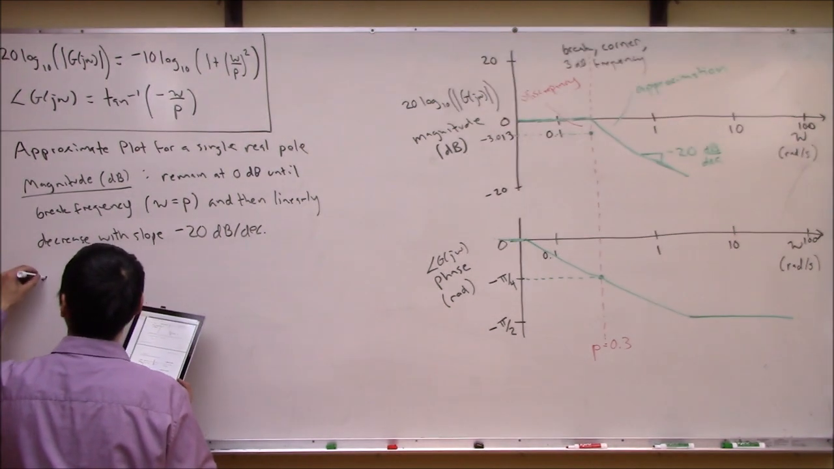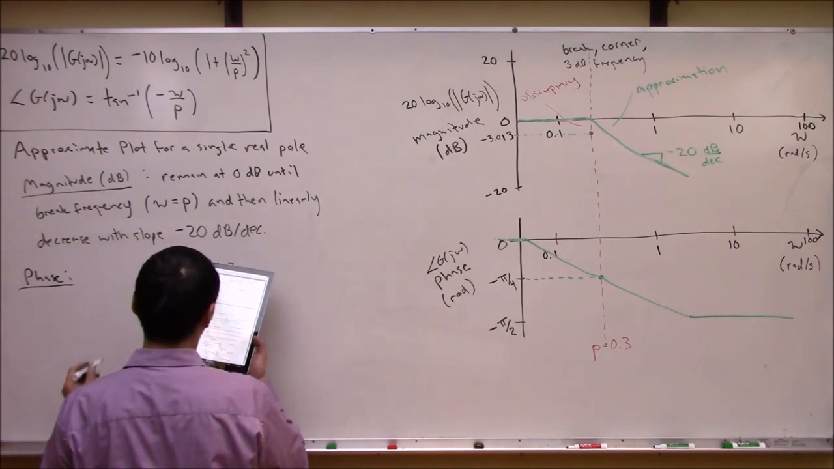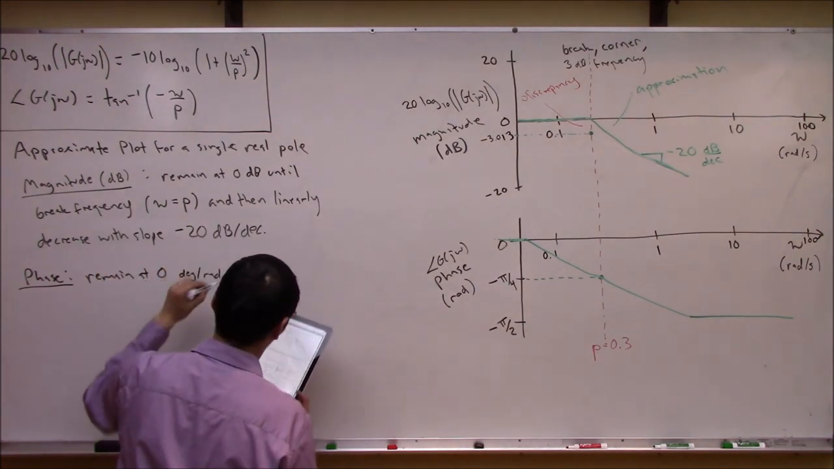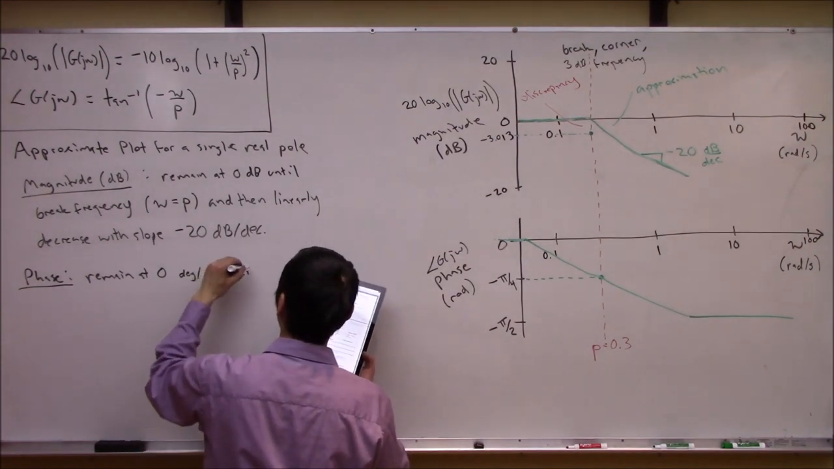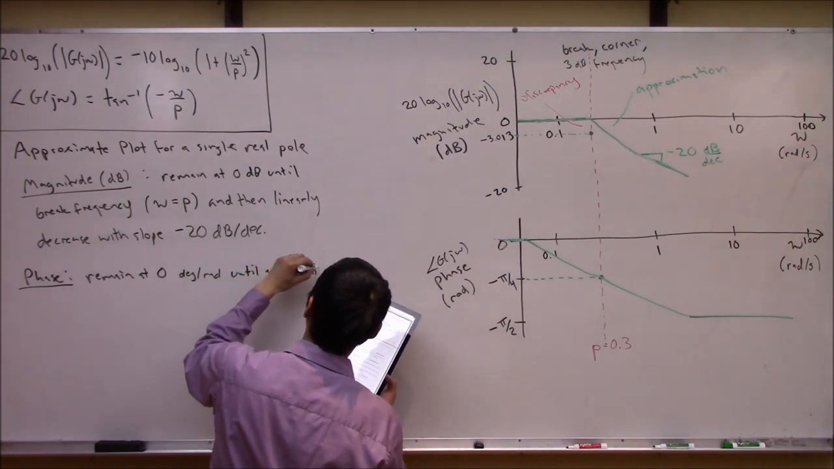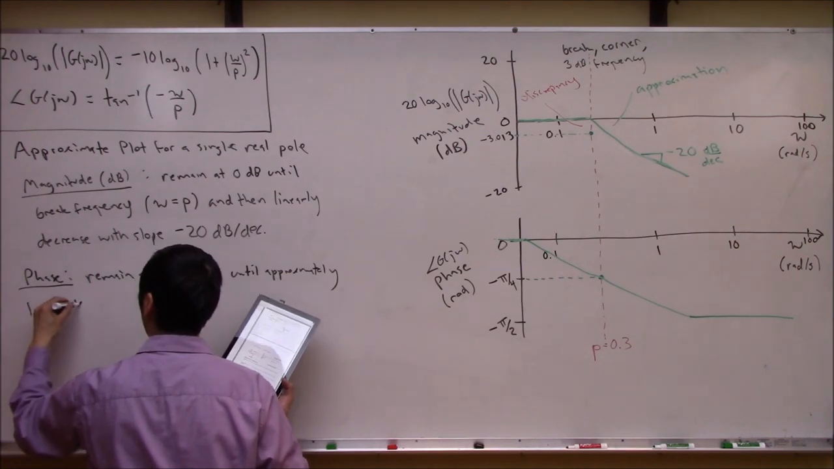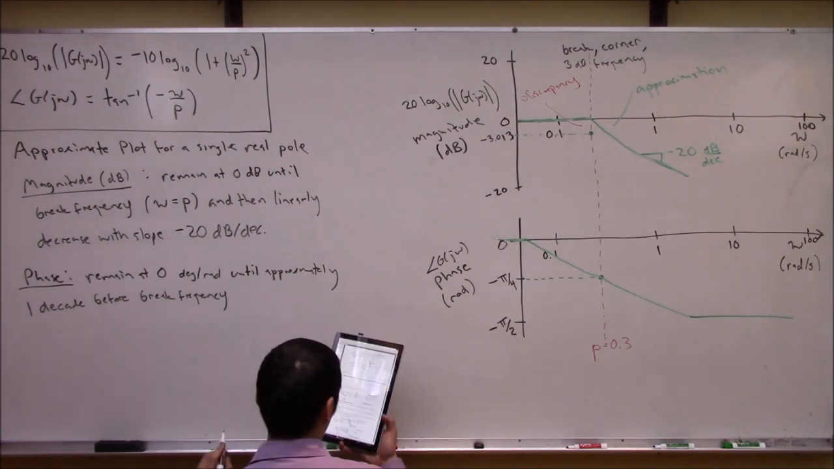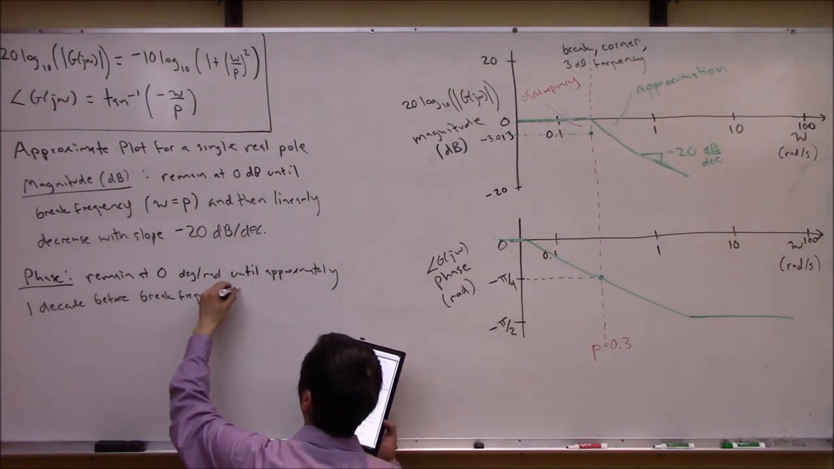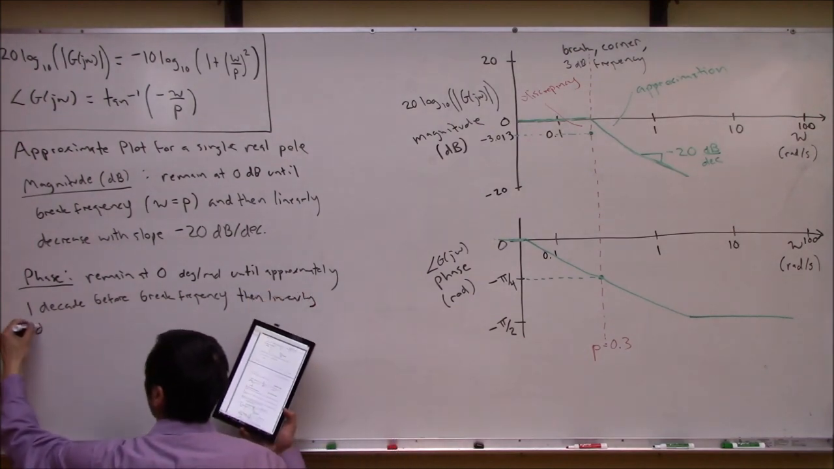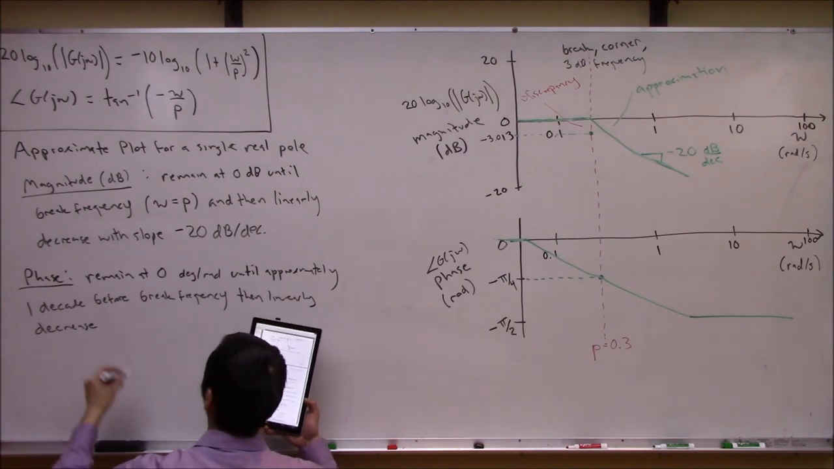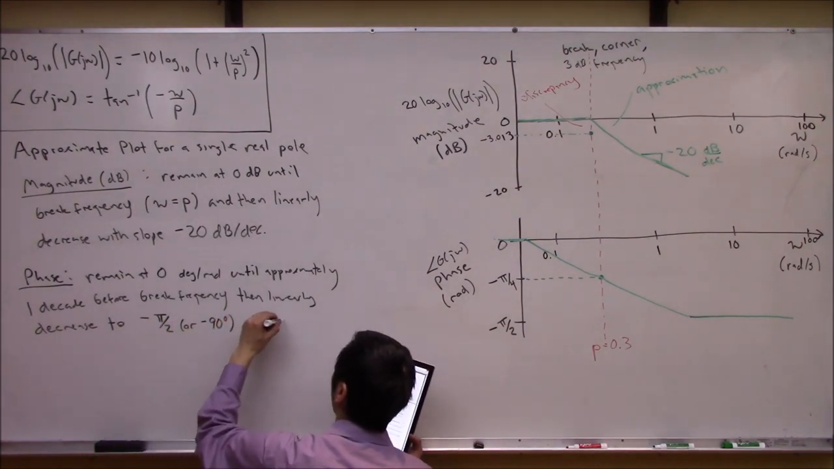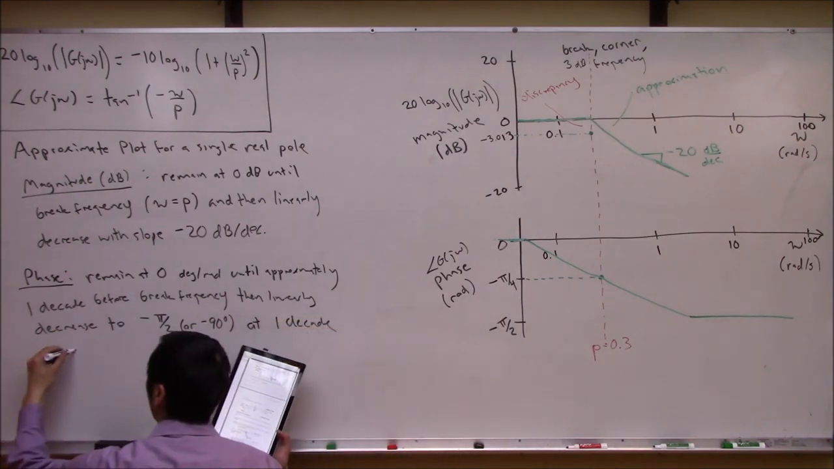How about the phase plot? The phase is very similar. What you're going to do is remain at zero degrees or radians, whatever unit you want, until approximately 1 decade before your break frequency. And then you linearly decrease all the way to minus pi over 2, or minus 90 degrees, which occurs at 1 decade above your break frequency.